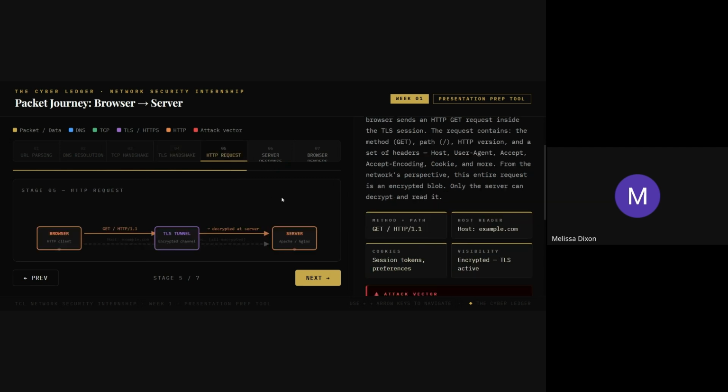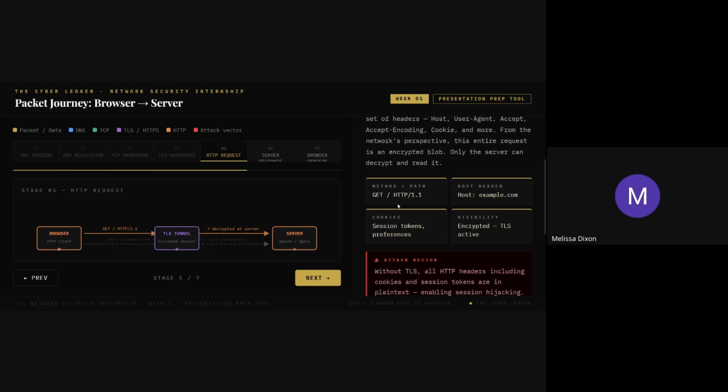And then we have HTTP requests, and I'm going through this pretty quick, but like I said, you guys are going to have this anyway. So the browser sends an HTTP GET request inside the TLS session. The request contains the method, so GET, the path, which, as I said before, the slash, the HTTP version, and a set of headers. So host, user agent, accept encoding, cookie, and more. So from the network's perspective, this entire request is an encrypted blob. Only the server can decrypt and read it.